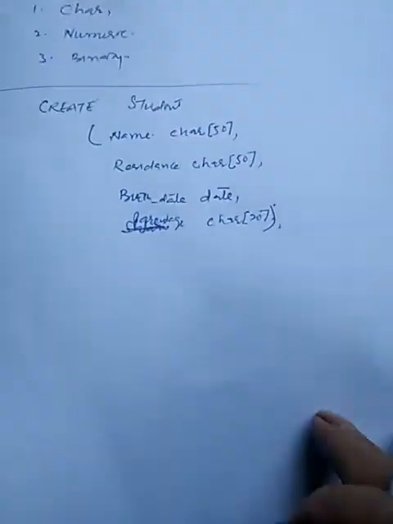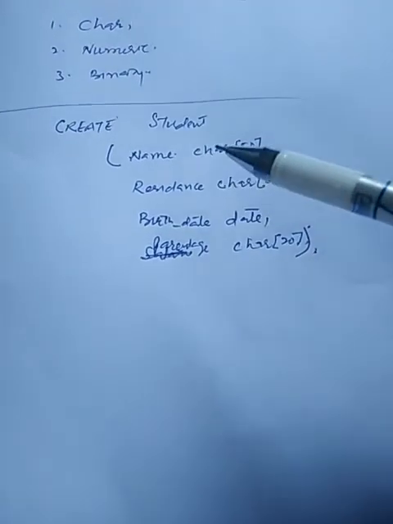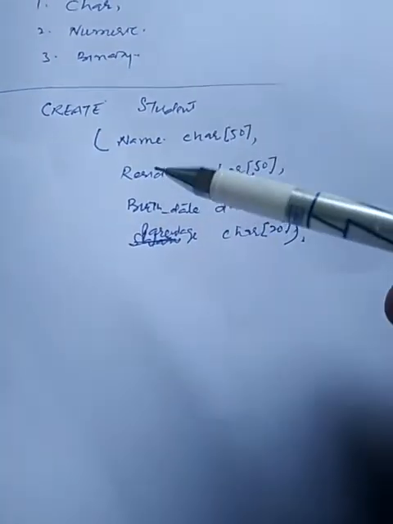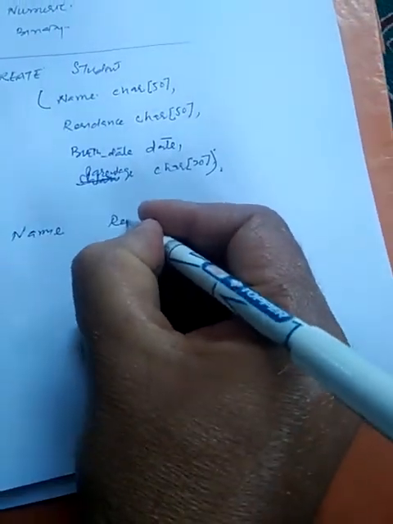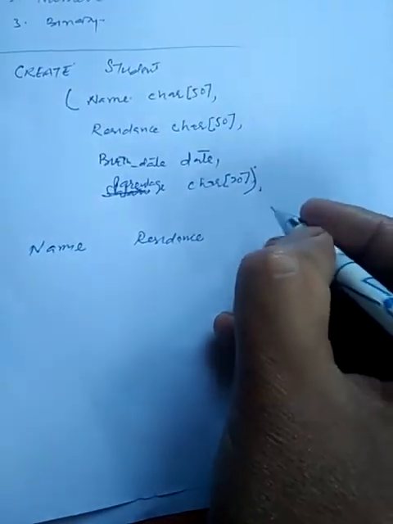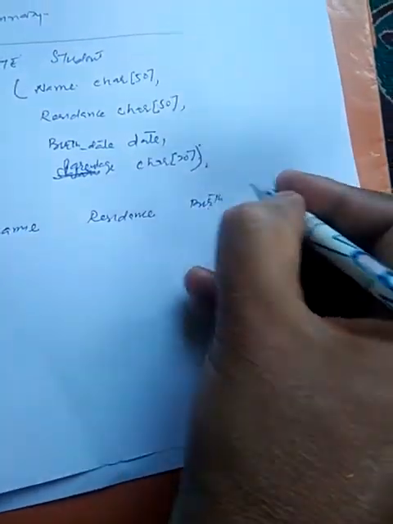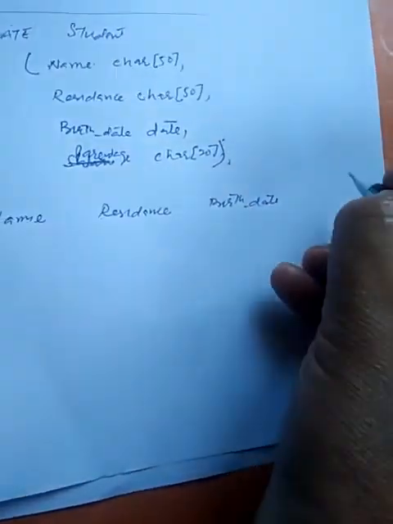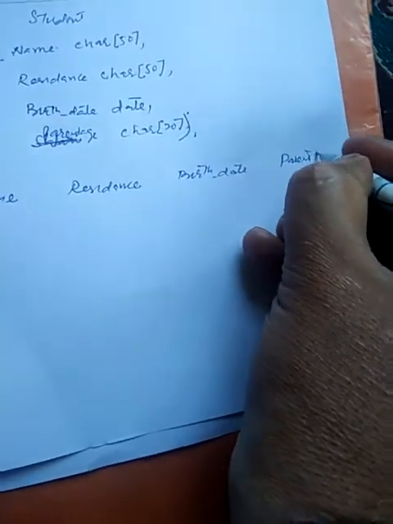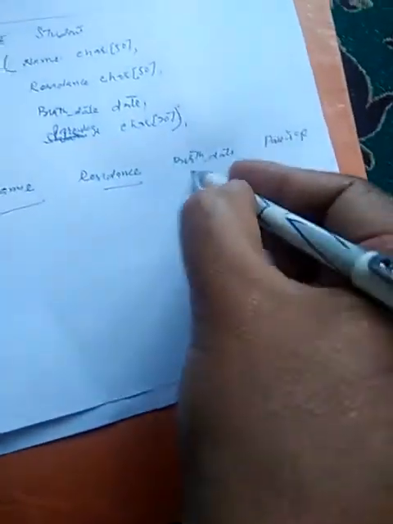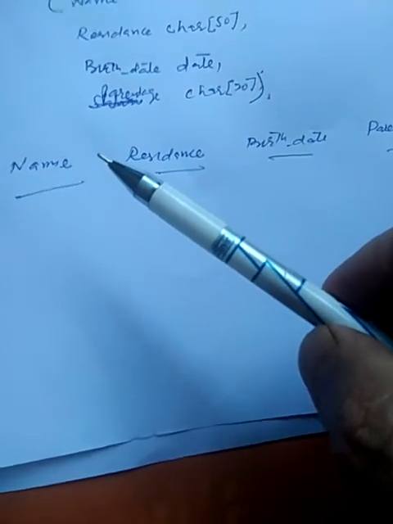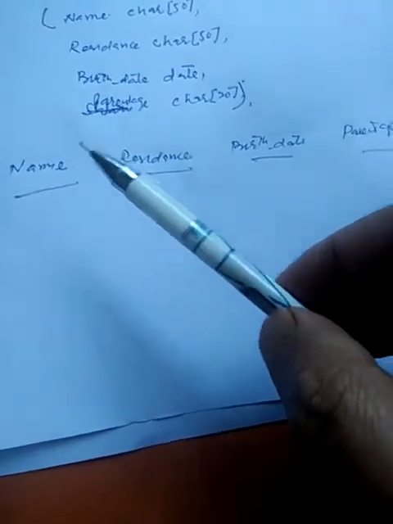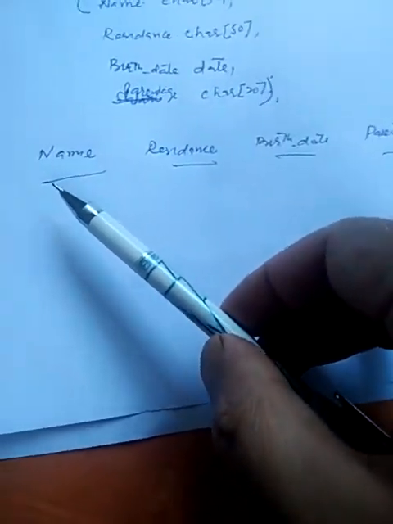So what we have done is we have created a schema of this table, the structure of the file. One field will be name, another will be residence, a third will be birth date, and the last one will be parentage. So we created a file. There are 4 columns in our file now. We call these columns fields, and we have constraints.